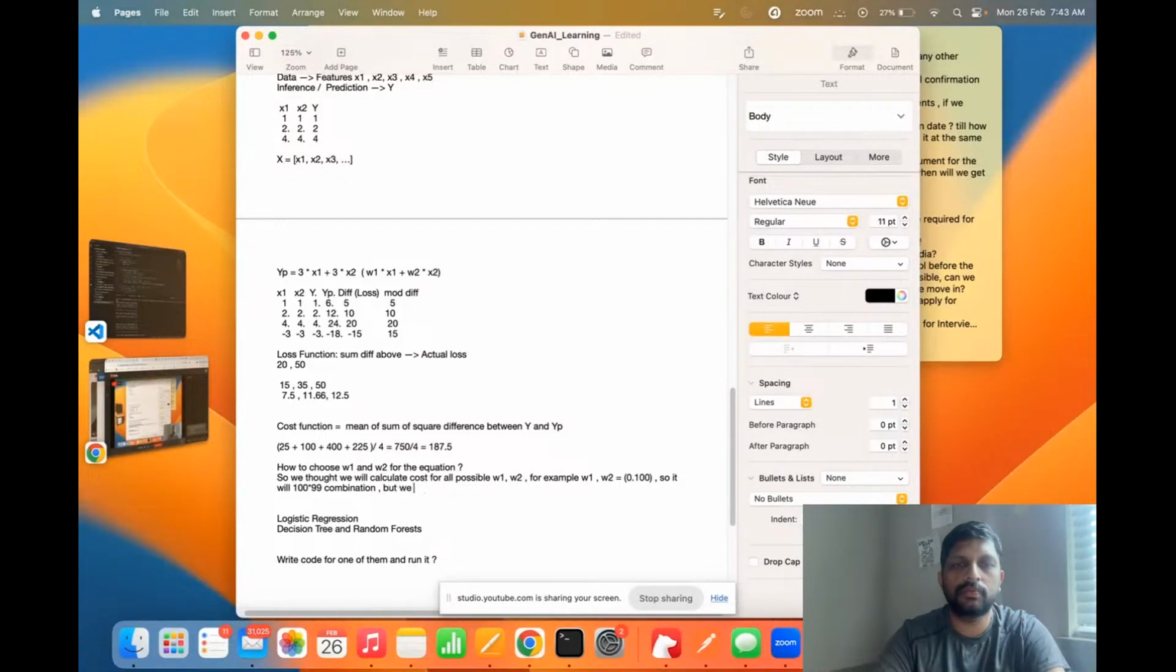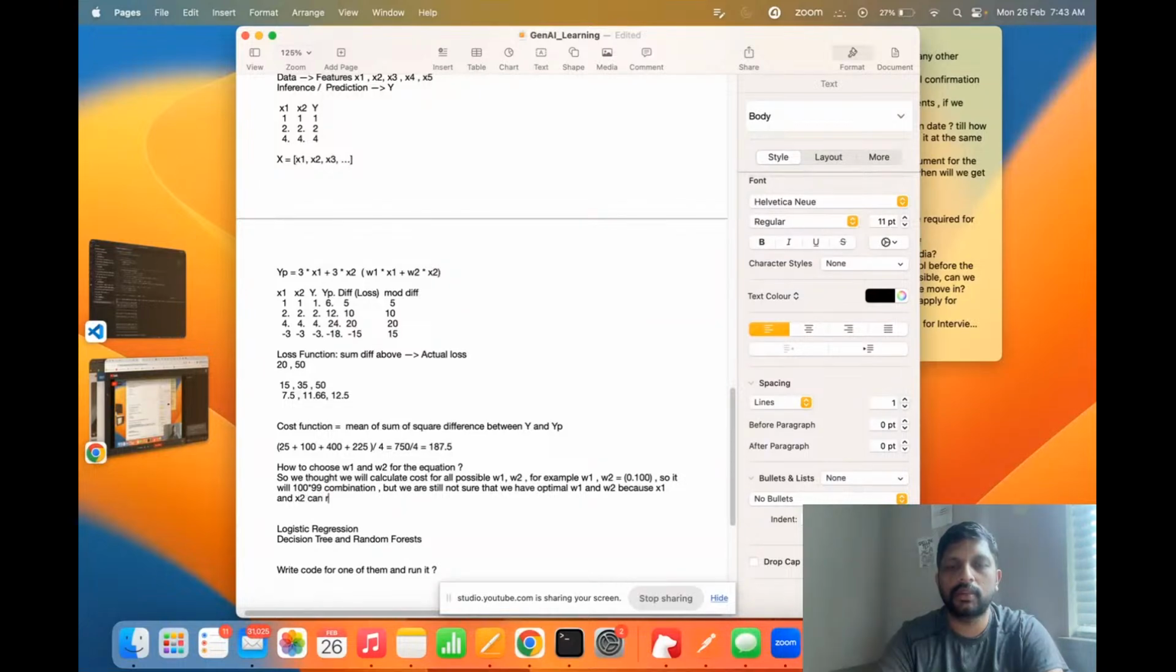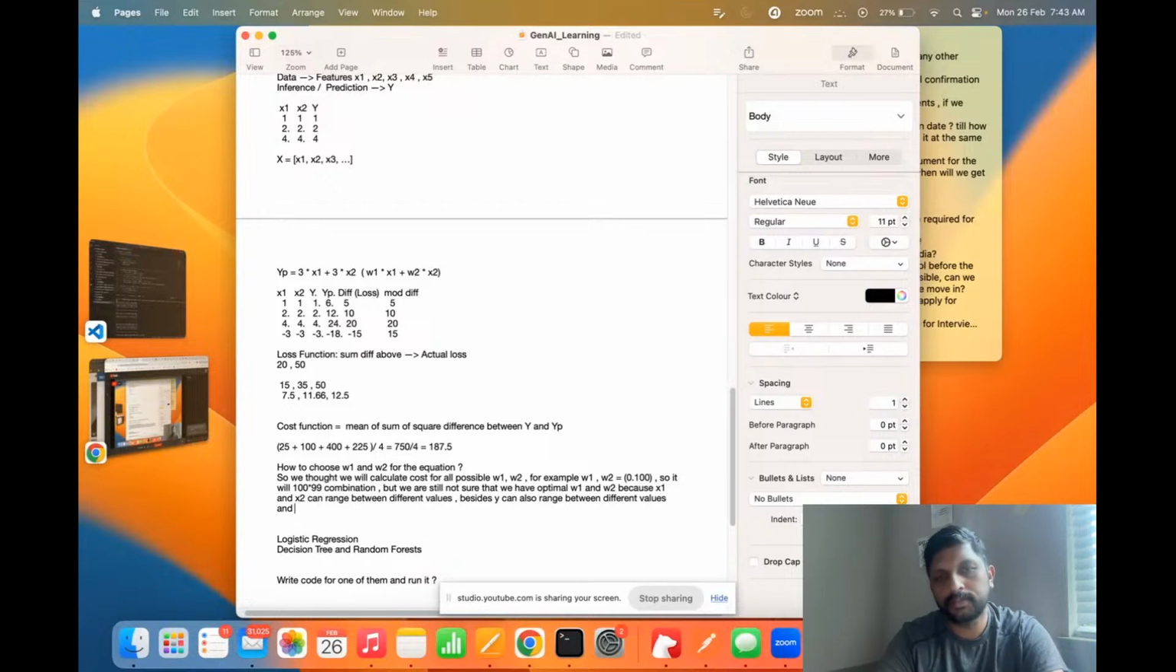we are still not sure that we have the optimal W1 and W2, because X1 and X2 can range between different values, and Y can also range between different values, and we can't determine what the correct range of W1, W2 is.